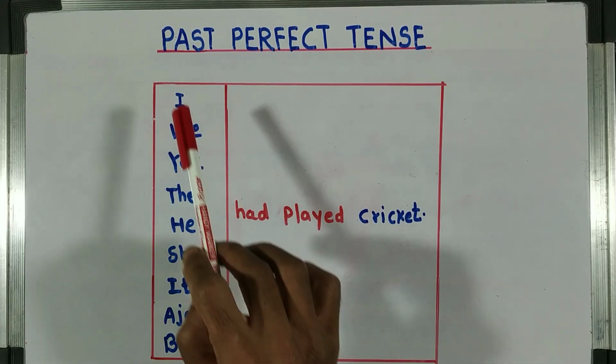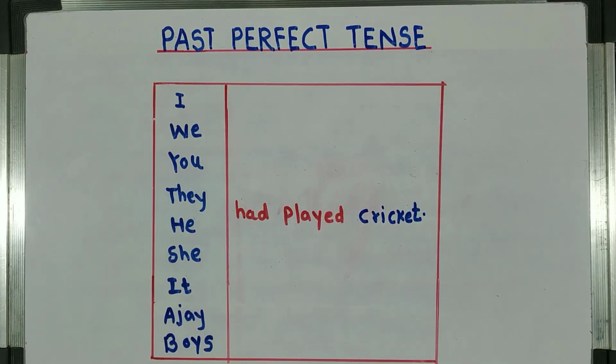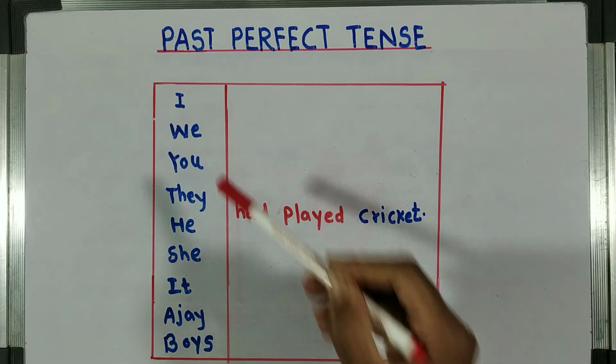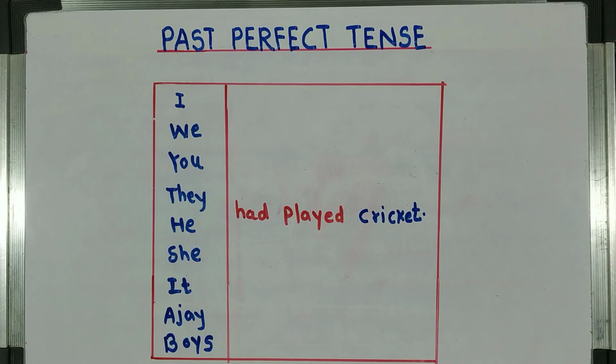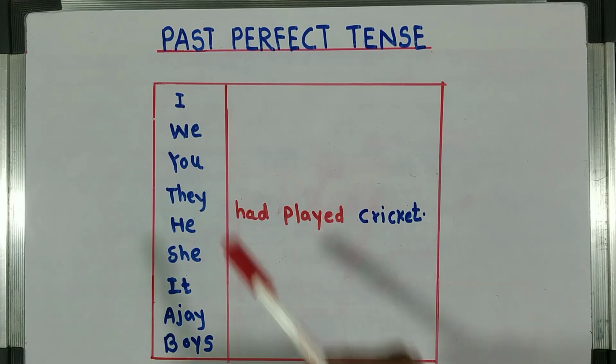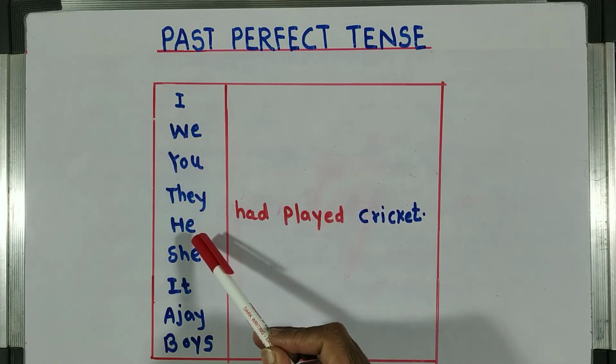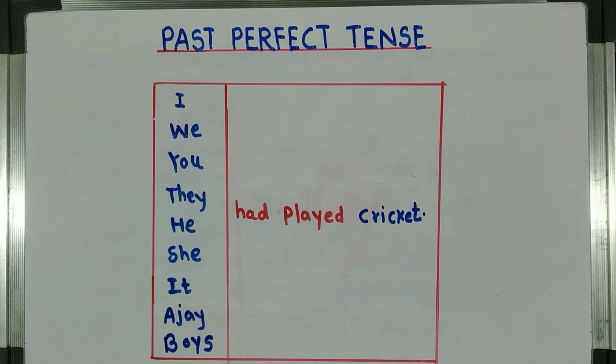In today's session, we are going to study past perfect tense. While forming sentences in past perfect tense, we have to make use of had plus V3. The subjects that I have taken on the board are either singular or plural. It means we can form sentences in past perfect tense by making use of had plus V3 with either singular or plural subjects. The subjects that I have taken on the board are I, we, you, they, he, she, it, Ajay and boys. In the list of the subjects that I have taken, we are getting a mixing of singular as well as plural subjects. It means we can make use of either singular or plural subjects while forming sentences in past perfect tense.